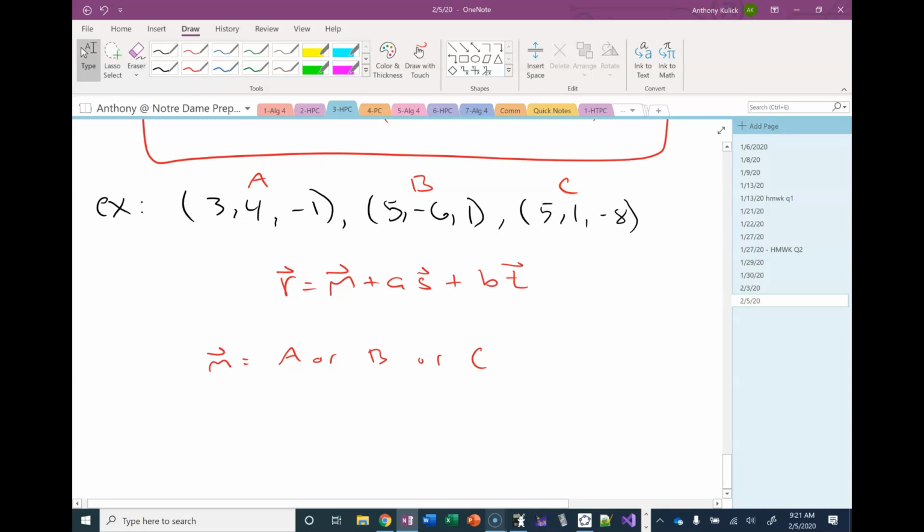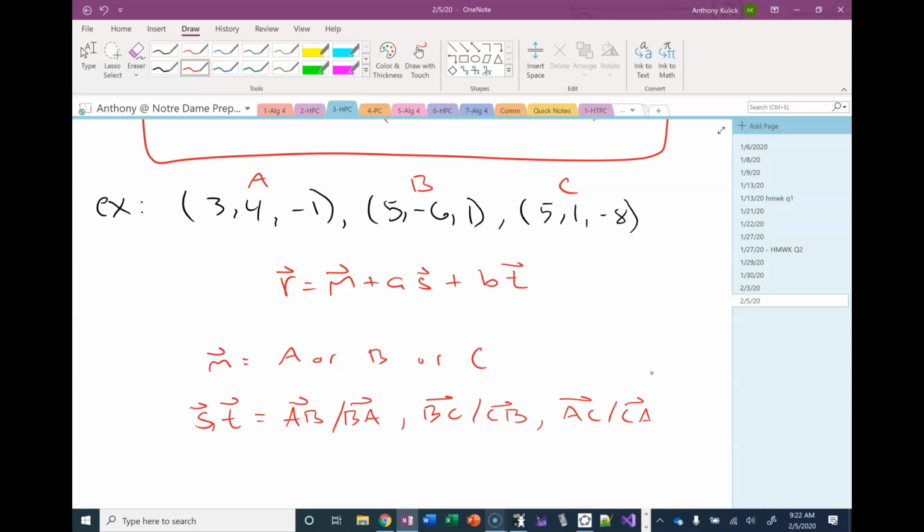To find the vectors s and t, though, how can I find a vector in the plane from points in the plane? Well, I can just find the vector AB or BA. I could find the vector BC or CB. And I could find the vector AC or CA. I really just need to find two of these three. And it doesn't matter which direction I find the vector, whether it's AB or BA.